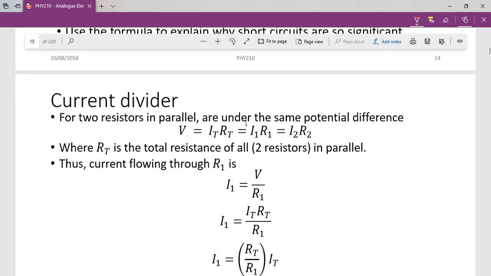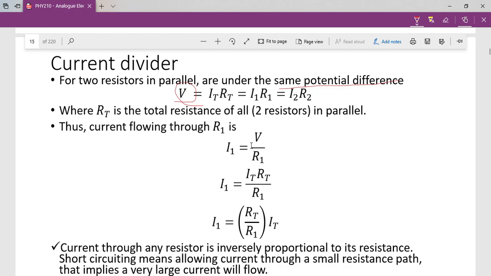resistors are in parallel and are in the same potential difference. So if we want to find voltage, we will take IR, but remember I said the resistors must be in parallel, under the same voltage. So voltage at R1 and current 1 is equal to voltage at current 2 and R2, because we said they are at the same potential difference.